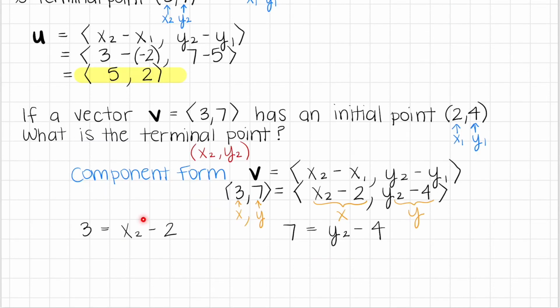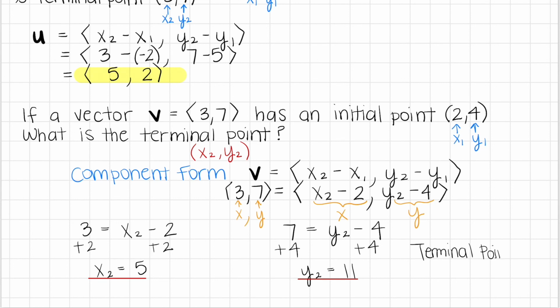And now let's solve for this x2. So let's add 2 on both sides. So x2 equals 3 plus 2, which is 5. So let's solve for this y2. Let's add 4 on both sides. So 7 plus 4 is 11. So our y2 equals 11. Now that we've solved for our x2 and y2, we know our terminal point is (5, 11).